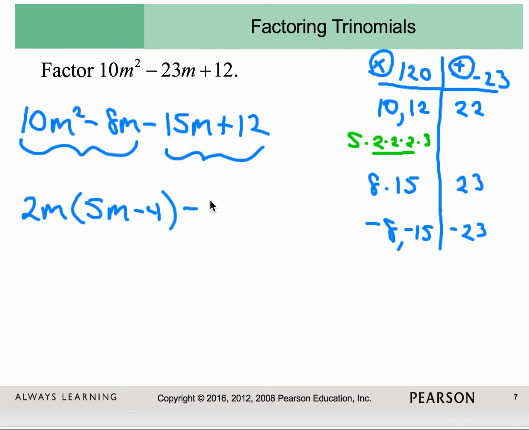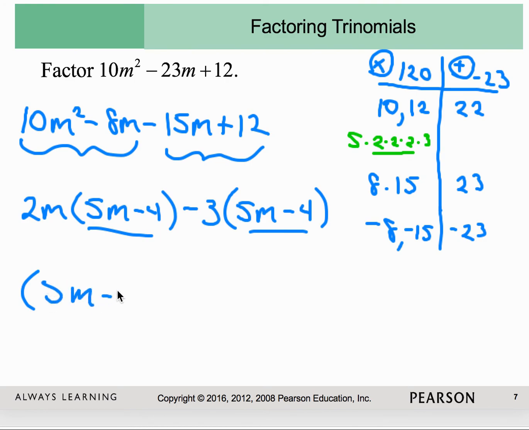I'm taking out a minus 3. So that's going to leave 5m minus 4. These signs must change, which is perfect because they both have a 5m minus 4 now and a 2m minus 3 as the other factor.